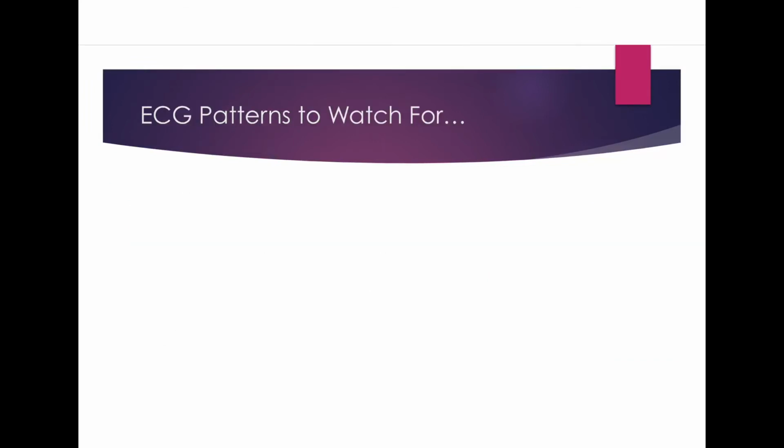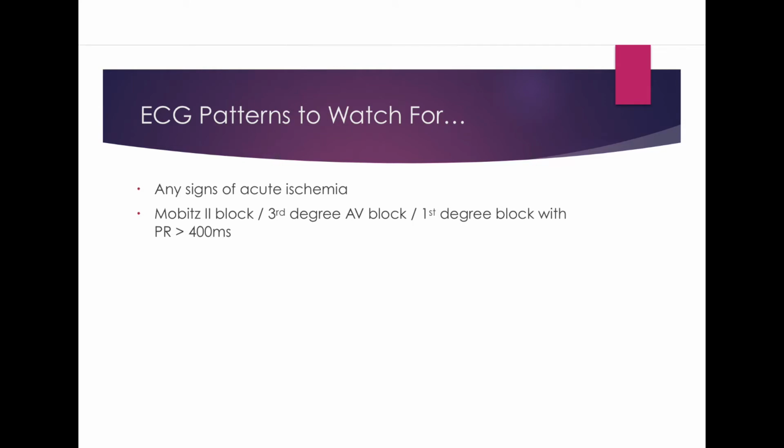Obtaining a 12-lead ECG is a critical part of the evaluation of any patient who presents with syncope. Some of the patterns on the ECG to watch for that might indicate concerning cardiac causes of syncope would include any signs of acute ischemia, which would be new Q waves, ST elevations, ST depressions, T wave inversions. Any advanced AV block, such as a Mobitz 2 AV block or third-degree AV block, as well as first-degree AV block with a markedly prolonged PR interval greater than 400 milliseconds.